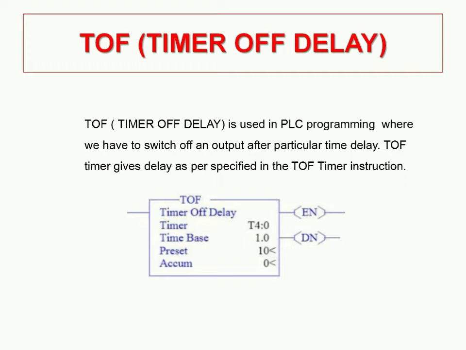It's just an example. The T-off timer, off delay, is used in PLC programming where we have to switch off an output after a particular time. We don't have to switch off the output immediately. We have to switch off the output after a particular time. Then we will use the T-off timer. The T-off timer gives delay as specified in the T-off timer instruction. This is the same as for the T-on. Whatever time duration we set in this instruction, this instruction will follow that much time.